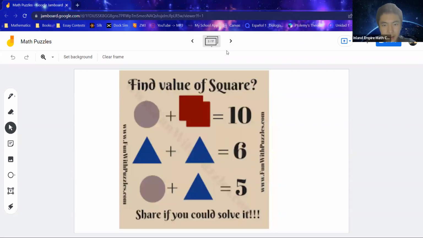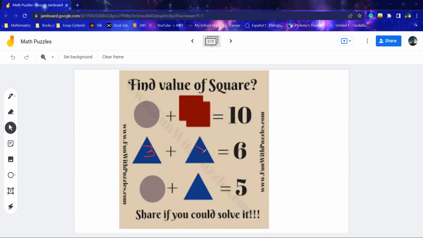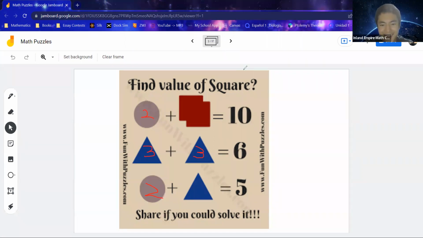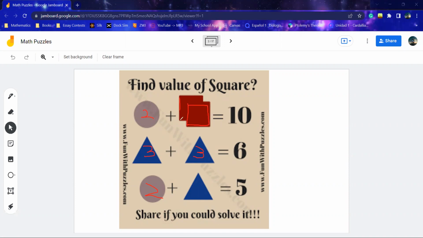Let's move on to one that is slightly harder. Triangles are 3. Yep. The circle is 2. This requires a bit of thinking, huh? You can think of this as 2 squares. 4. That is correct, square is 4.